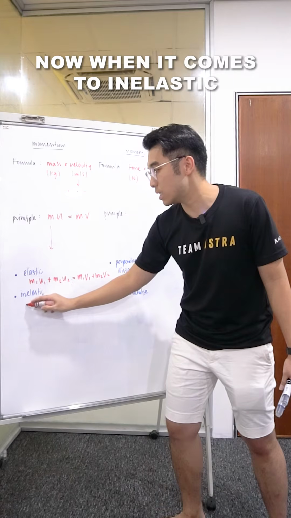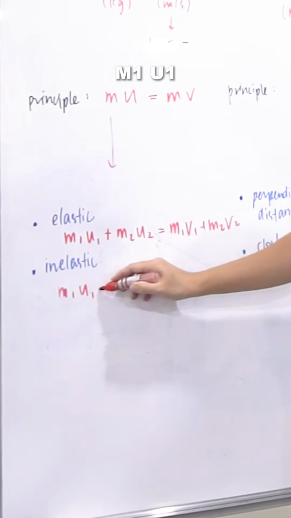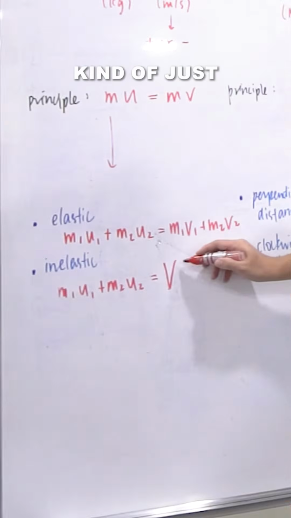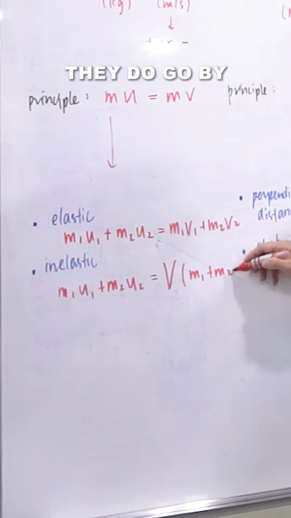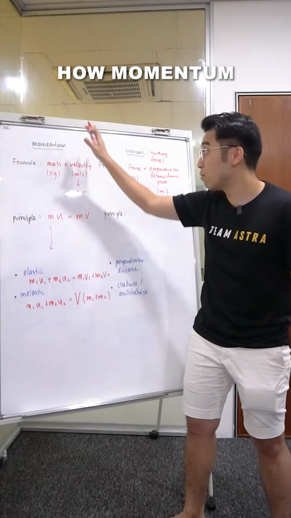Now, when it comes to inelastic, it's when these two objects collide and stick together. We do m1 u1 plus m2 u2, and they share the same velocity, so you can just factorize it out. They go by v times m1 plus m2. So this is pretty much how momentum works.